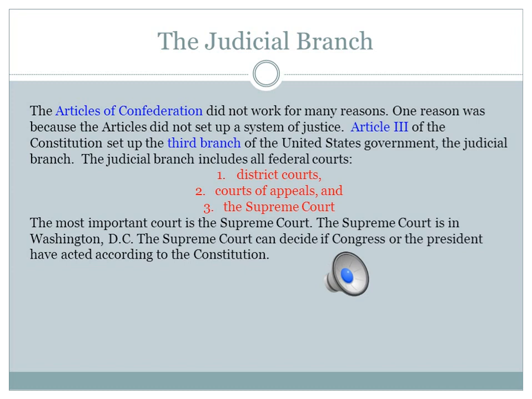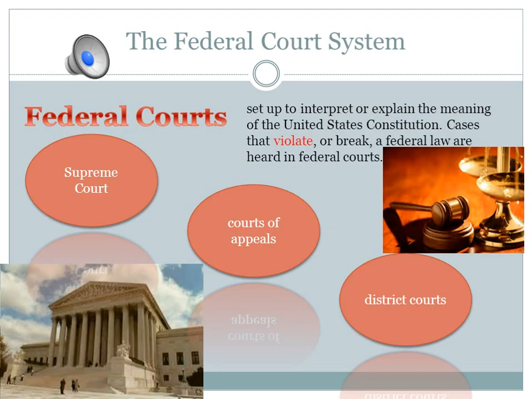The Supreme Court is in Washington, D.C., and it can decide if Congress or the President have acted according to the Constitution. Okay, so it's a checks and balances. They make sure that they're following the Constitution, and they can decide if certain laws should be made or not. So the federal courts are set up to interpret or explain the meaning of the United States Constitution. And as time evolves and as we grow, we interpret the words of the Constitution in different ways.